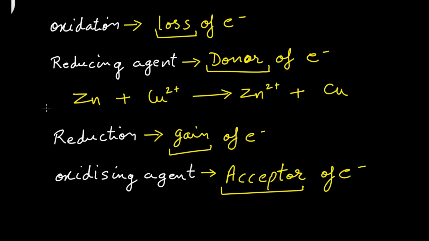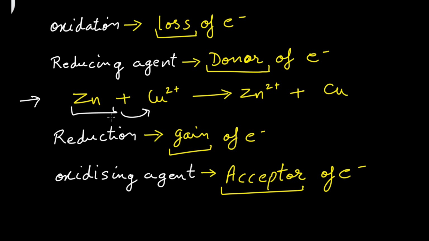Now we will go for the example. Our example is zinc and copper. Let's take a look at the reaction. First we will talk about zinc. Zinc is losing 2 electrons, right? Zinc is losing 2 electrons because first the oxidation state is 0 and then the oxidation state is +2. So zinc is losing 2 electrons and zinc is also donating its electrons to copper, right?